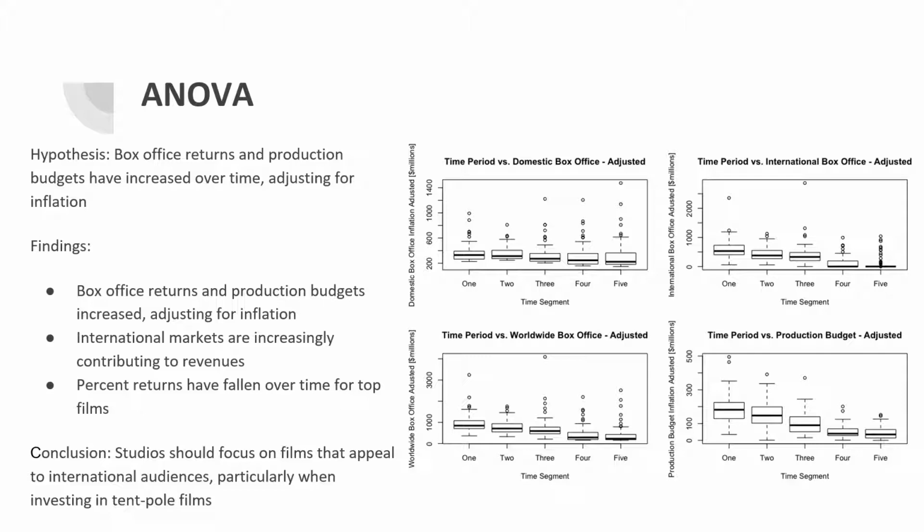Following the linear regression analysis, an ANOVA analysis was performed to determine changes in mean box office and production budgets for these top movies over time. This was checked across 5 different time segments, with time segment 1 being the last 10 years, 2008 to 2017, all the way back to the 1968 to 1977 time segment number 5.